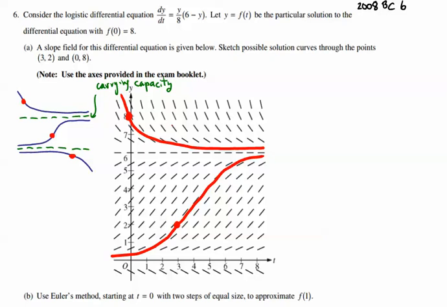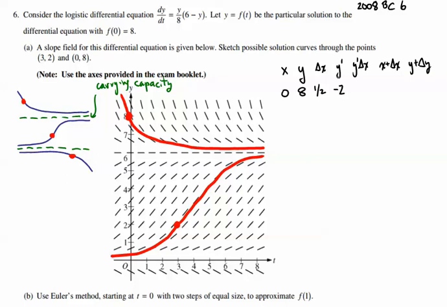For part B, we want to use Euler's method starting at t equals 0 with two steps of equal size to approximate f of 1. With Euler's method, we begin with our x, our y, our delta x, our y prime, our y prime delta x, then our new x and our new y. We're given our initial condition is (0, 8). We want to go from 0 to 1 in two steps of equal size, so our delta x must be a half. Our y prime, which is y over 8 times the quantity 6 minus y, starting with y equals 8, is going to give us negative 2.